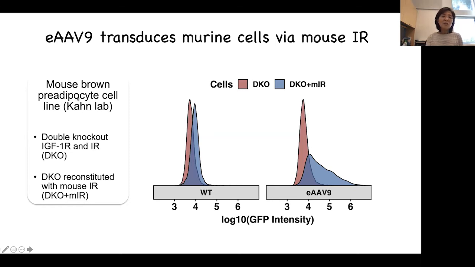So we got a mouse brown pre-adipocyte cell line that expresses insulin receptor and insulin-like growth factor receptor. So both of them are knocked out. That's a double knockout. And in that double knockout cell line, mouse insulin receptor was reconstituted. That's a blue cell. And we saw that EAAV9 used the mouse insulin receptor to transduce these murine IR reconstituted double knockout cells. So we are ready to go to mouse.